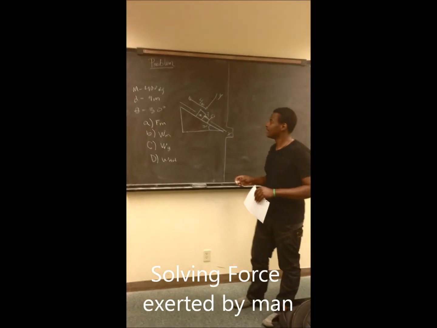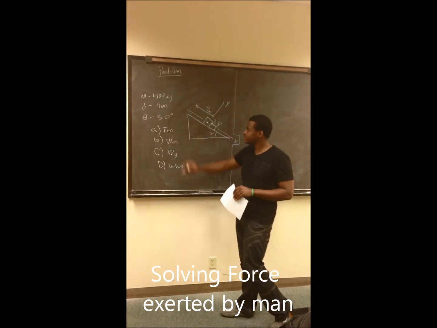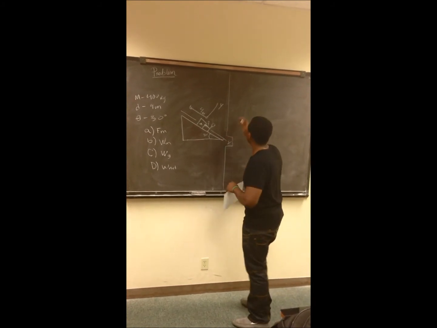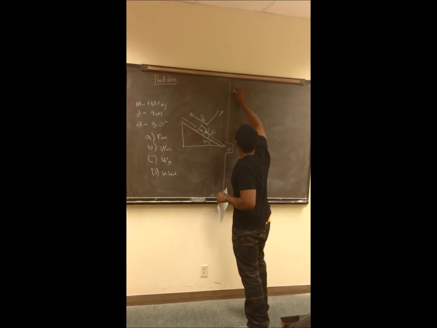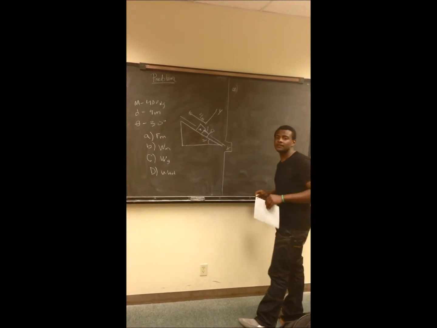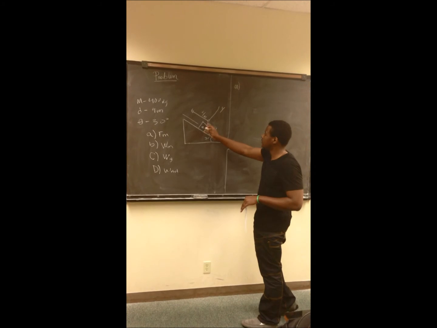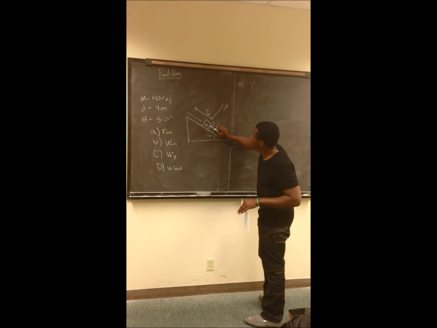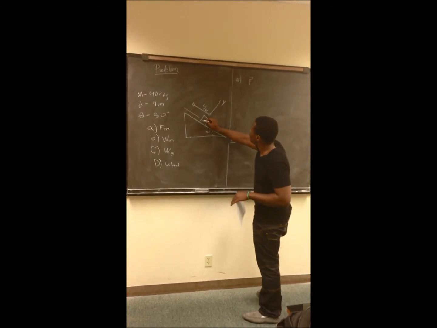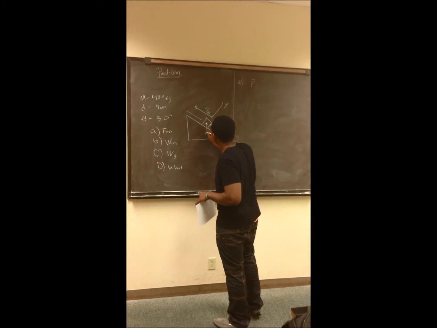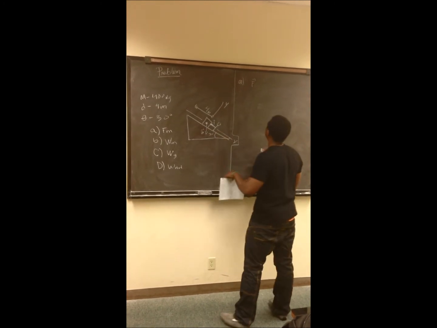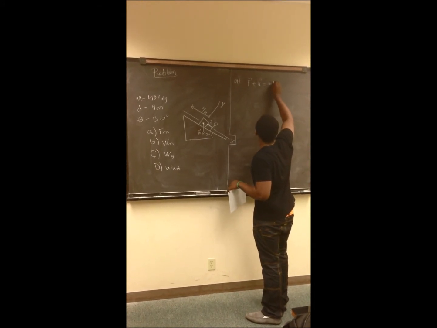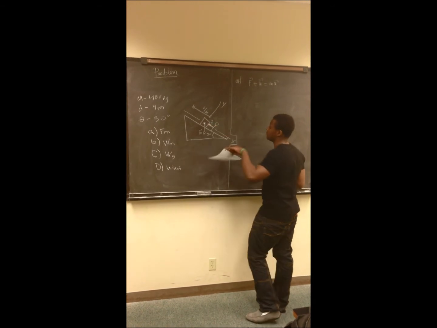Okay, as John was saying, I'm going to work the first question, which is asking to find the force done by the man. To find the force done by the man, we'll need the net force acting on the box. So we have the force that is pushing this way by the man. We have the gravity, the weight, which is equal to the mass times the acceleration of the box.